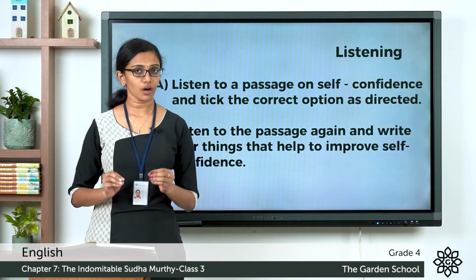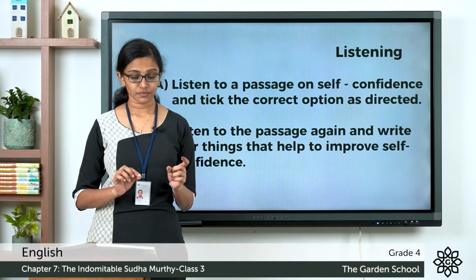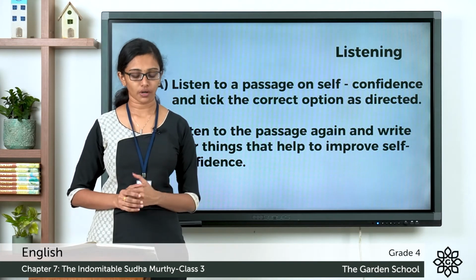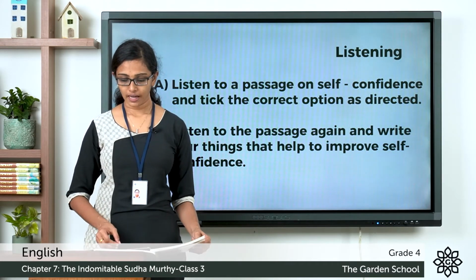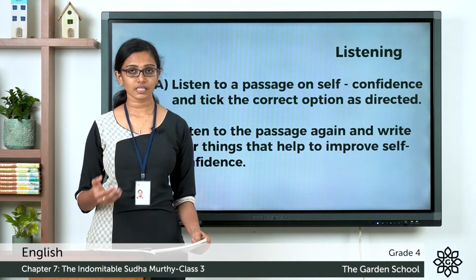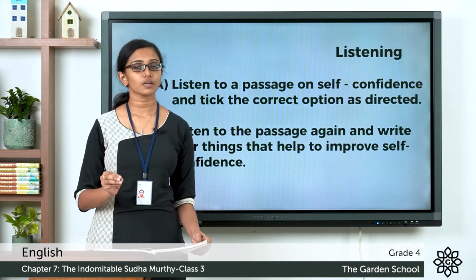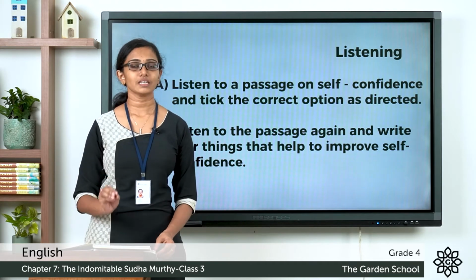Now in section A of this exercise, you have to listen to the passage carefully and tick the correct choices whichever is applicable out of the given choices here. And in the second section, section B, you have to list out 4 things which you have listened to from the passage that help you to improve self-confidence. Now, let me read out the passage to you. Listen carefully.